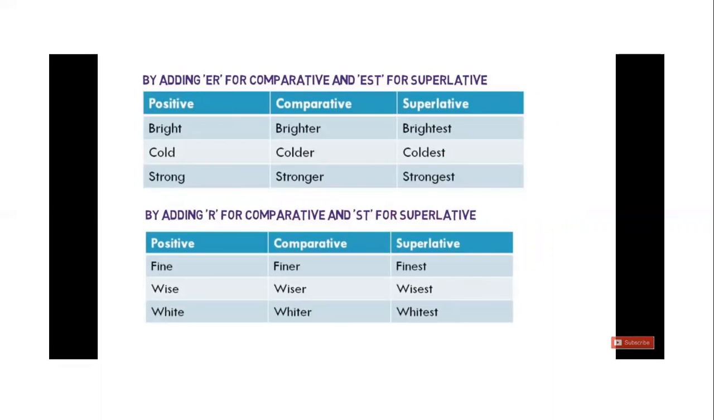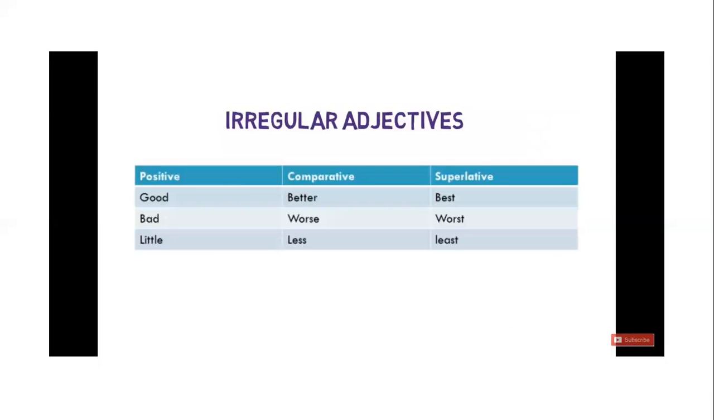Now, by adding ER for comparative and EST for superlative, these are the ways in which we can make comparative and superlative degrees. Bright, brighter, brightest. Cold, colder, coldest. Strong, stronger, strongest. In some cases, E is already present over there, so we only add R and ST. For example, here fine, wise, white. Fine, finer, finest. Wise, wiser, wisest. White, whiter, whitest. There are some words that are irregular adjectives whose spellings are totally changed. We do not add ER, EST at the end.